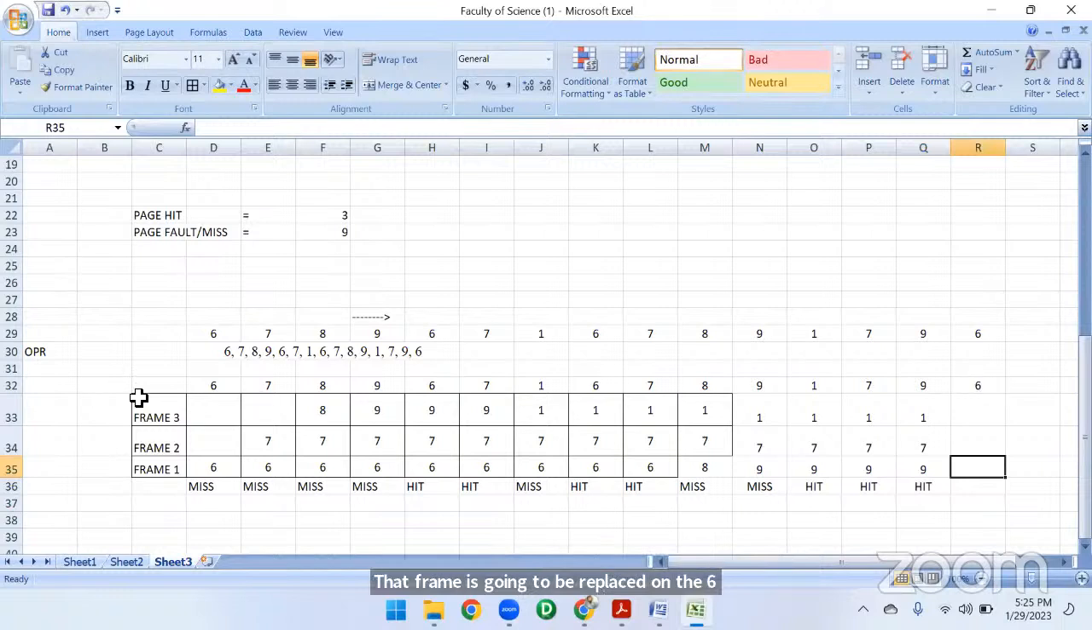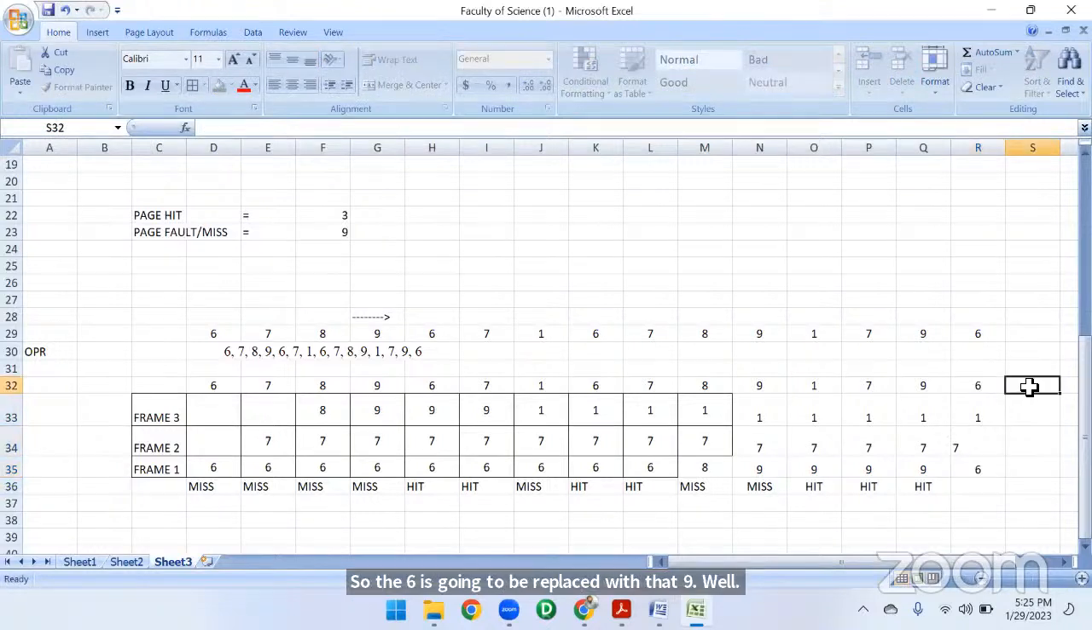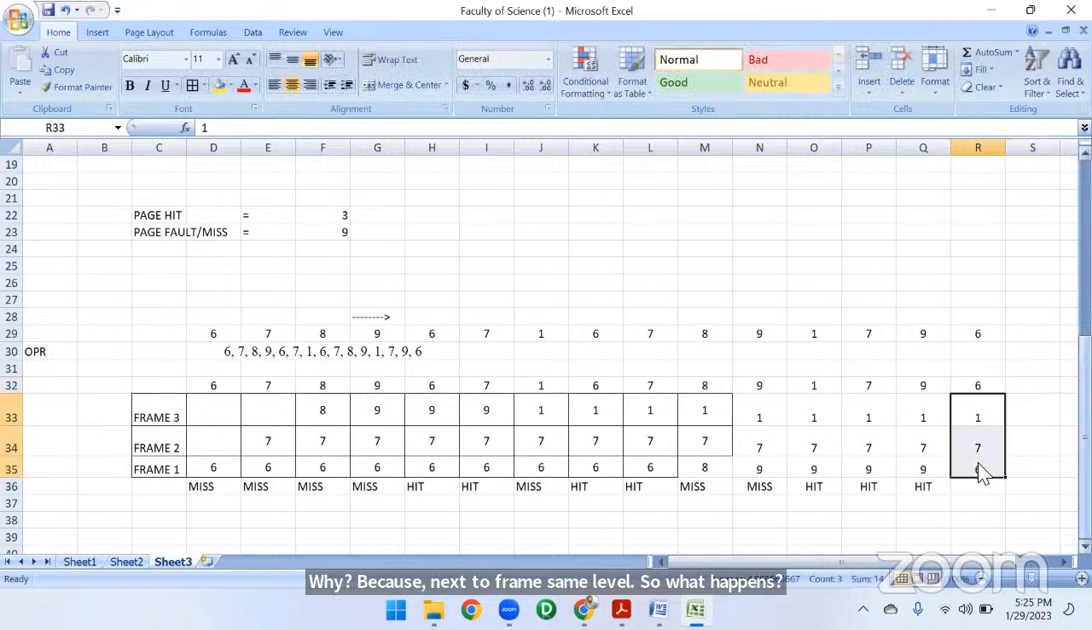ఓకే, అర్థమవుతుందా? So the 6 is going to be replaced with the 9 value. Why? Because next frames ఏం లేవు, ఇంకా నెక్స్ట్ పేజెస్ ఏం లేవు కదా. సో వాట్ హ్యాపెన్స్, ఇట్ విల్ గోయింగ్ టు బి యాడెడ్ ఇన్ టు ద ఫ్రేమ్.